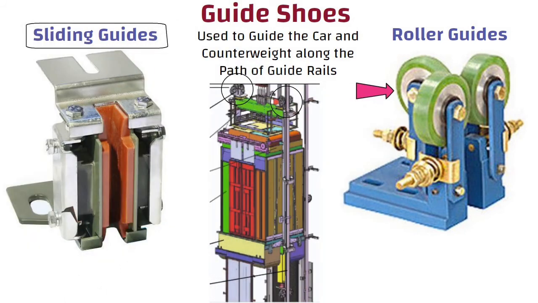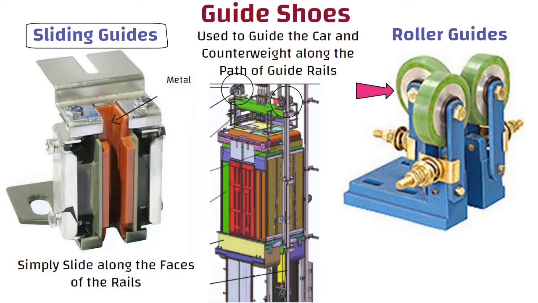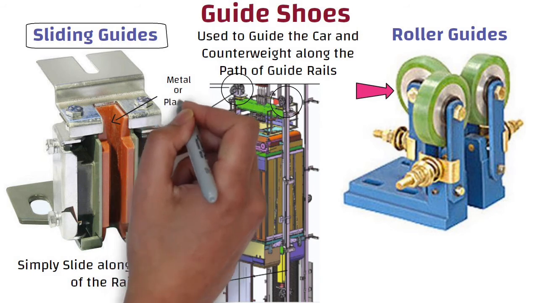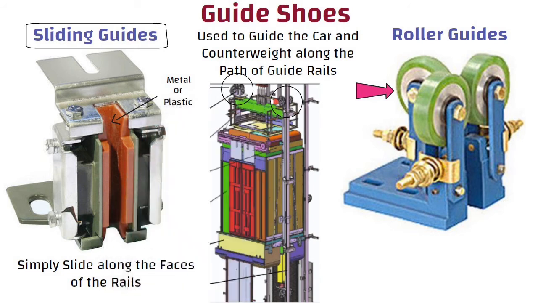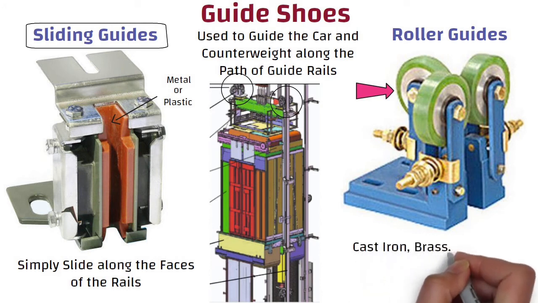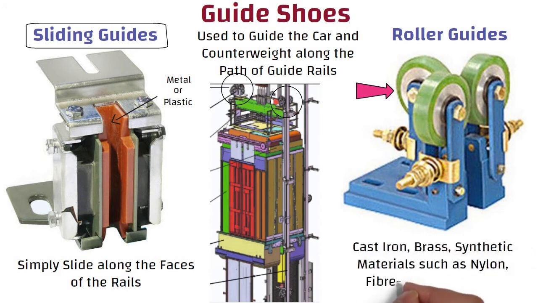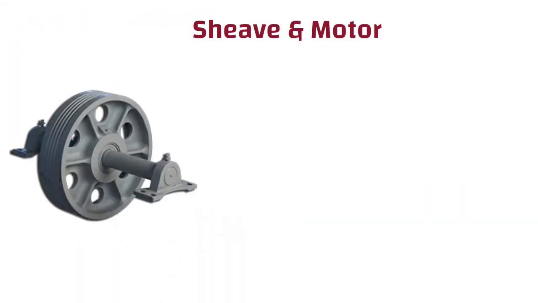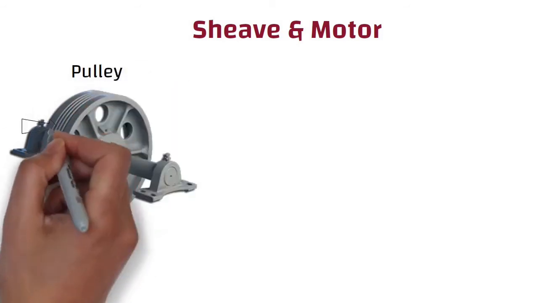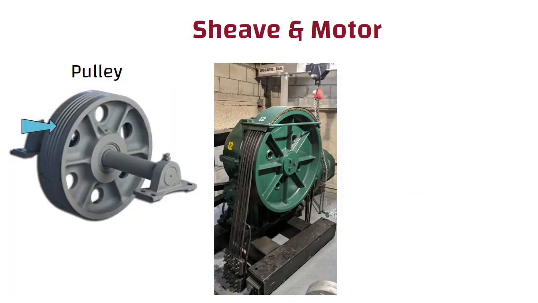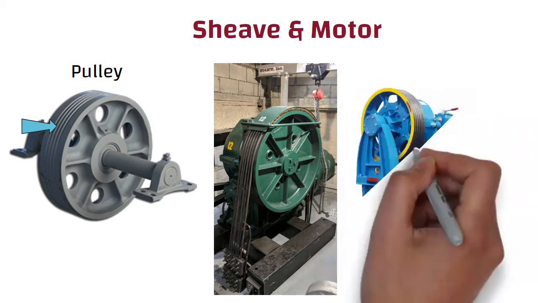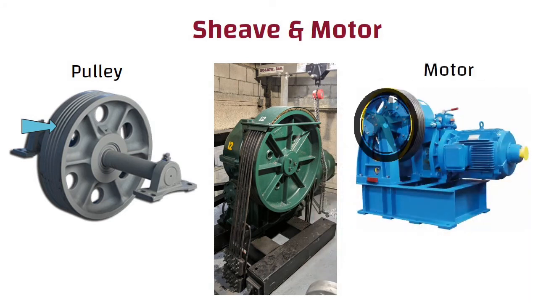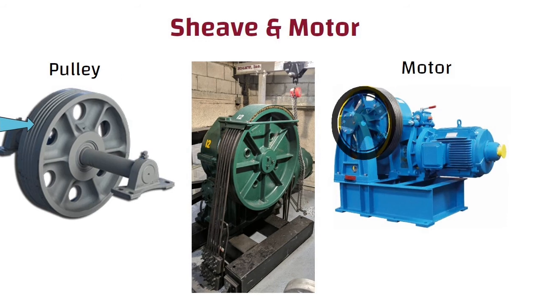Sliding guides. Guide shoes which simply slide along the faces of the rails. The sliding insert or jib may be metal, requiring guide rails to be lubricated, or may be plastic material which is self-lubricating. Guide shoes shall be made of cast iron, brass, or synthetic materials such as nylon, fiber-based Hylam, etc. Sheave and motor. Sheave, also known as pulley. It has grooves in it and lets the rope be lifted, raised, and lowered. It is the motor that keeps the sheave moving in the correct direction, taking people where they need to go.